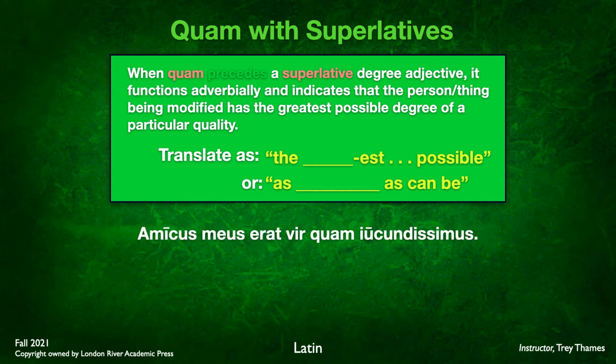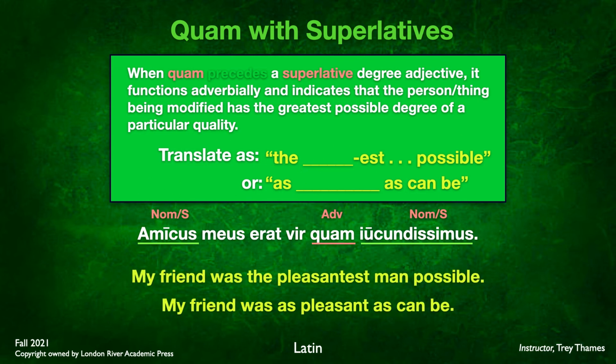Let's look at an example here. Amicus meus erat quam iacundissimus. So here we have amicus in nominative singular. Iacundissimus is also nominative singular. And we've got quam preceding this superlative. And so now it's functioning as an adverb. So our translation will look like this.